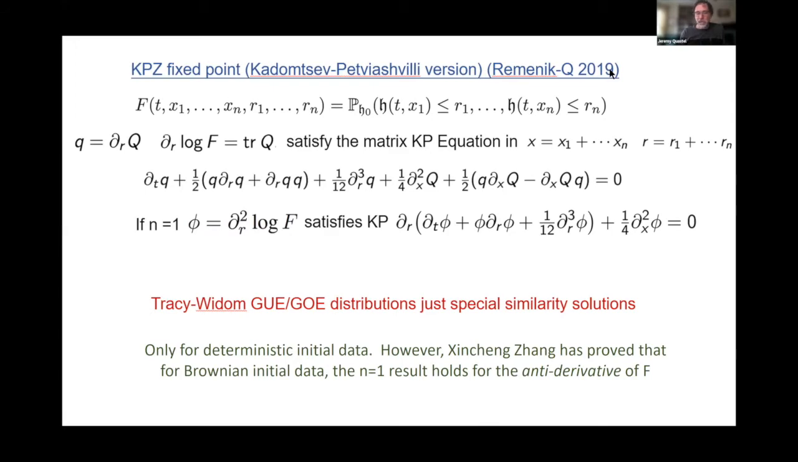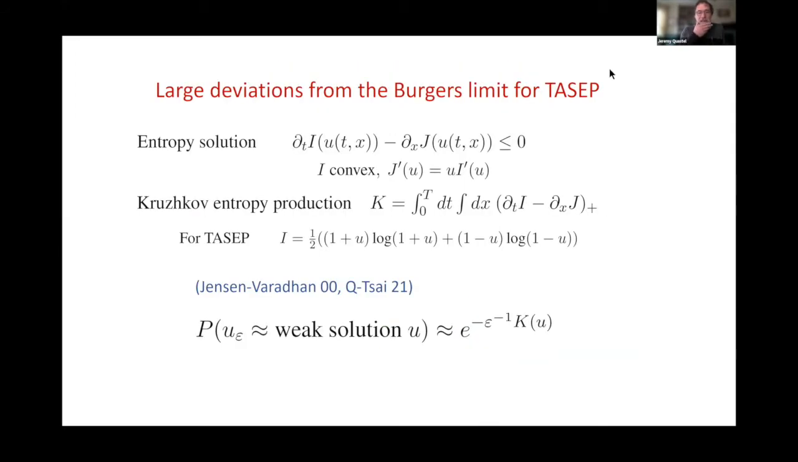Let me just, because I have 3 minutes, mention one more application, then I'll stop. I guess this is a big thing to say in 3 minutes, but if you look at the Burgers' limit for TASEP, there was this famous problem of trying to calculate the large deviations. You're supposed to see an entropy solution of Burgers' equation. So you ask, what's the probability to see a non-entropy weak solution of Burgers' equation?